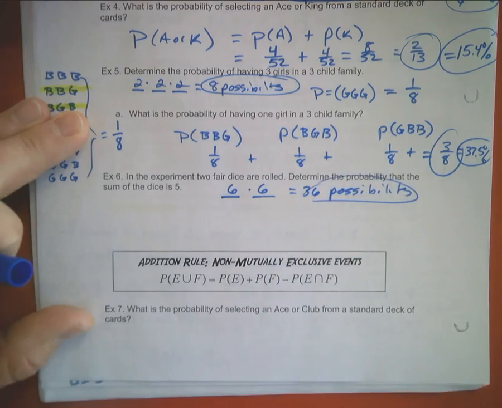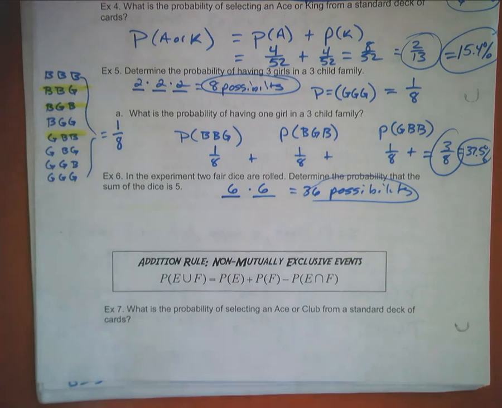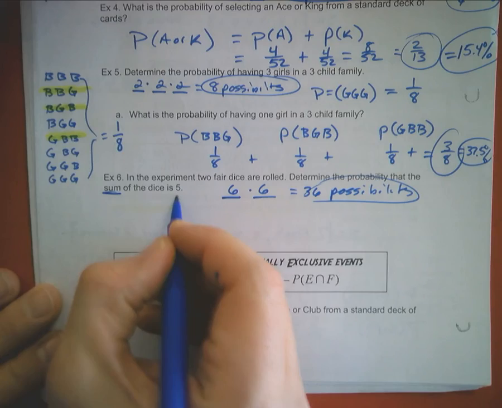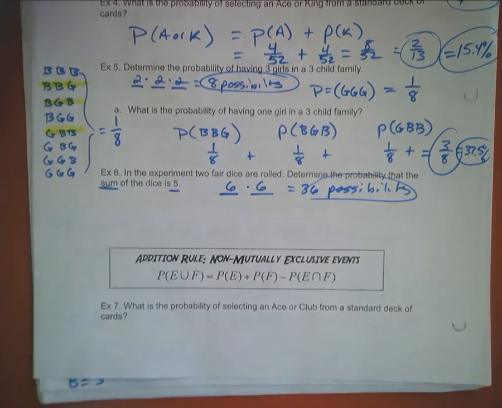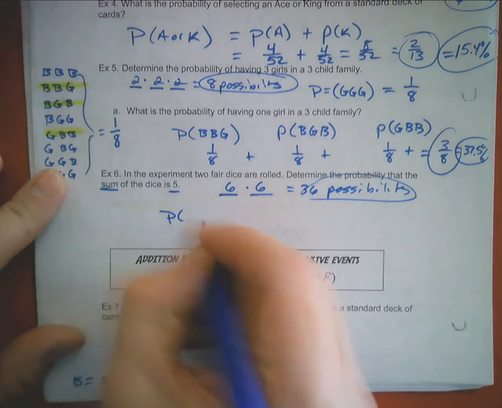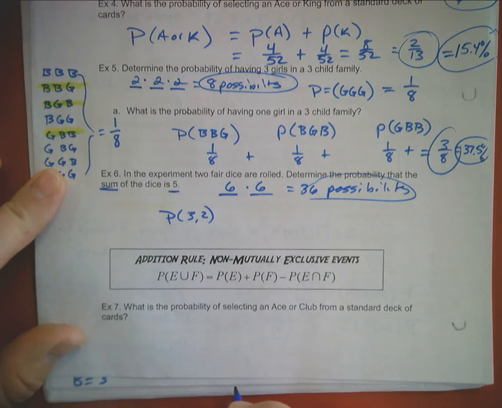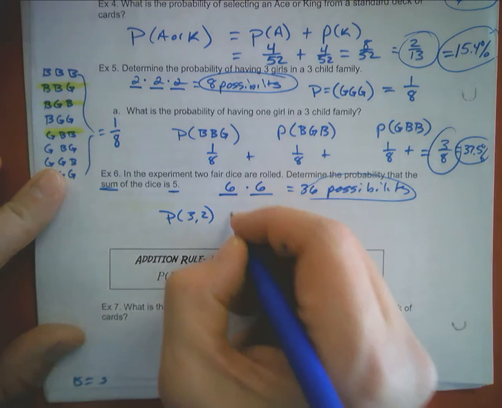Now, for me, I don't want to write 36 of the possibilities, right? That would take a long time. So what I would recommend is just writing the ones you're looking for. And we're looking for a sum of 5. Okay, so probability of getting 5. Well, that would be like 3 and 2, right? What else? 4 and 1.